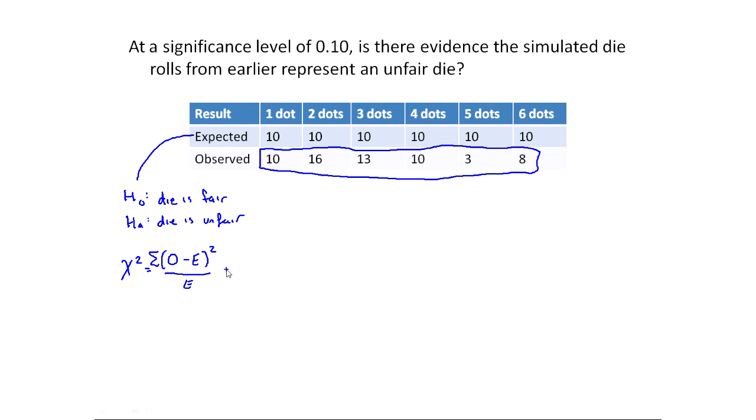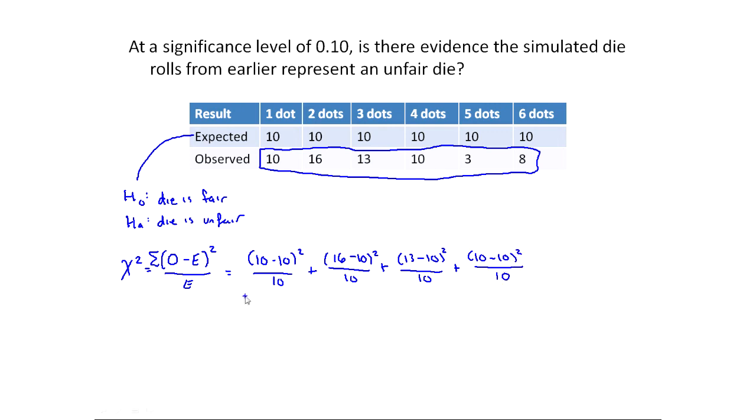So if we were to calculate this for each of these, for 1 dot, that'd be 10 minus 10 squared divided by 10. I'm just going to write it out before I do any calculations at all. So observed minus expected, for 2 dots, 16 minus 10 squared over 10, plus, for 3 dots, 13 minus 10 squared over 10, etc. Right? So for 4 dots, we saw exactly what we expected.